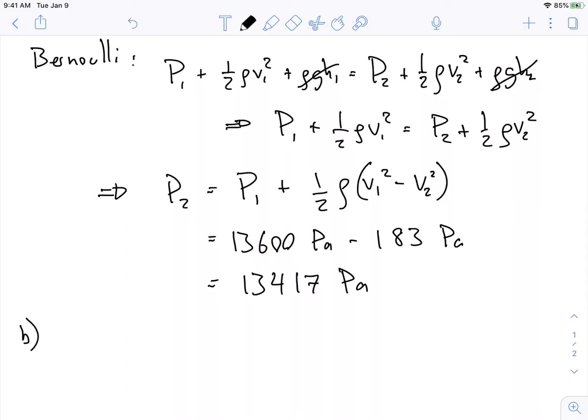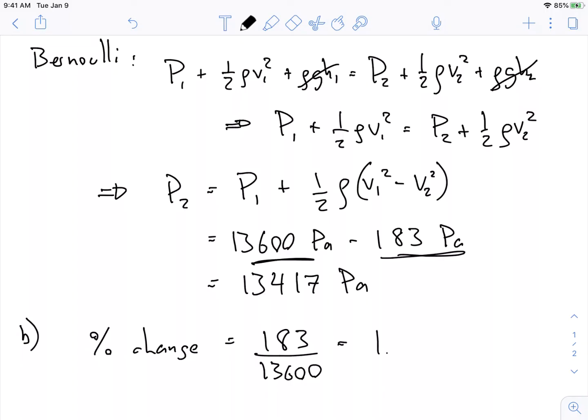For part B, just quickly, the percent change is equal to the amount it changed divided by the original, right? So it's 183 divided by 13,600. So around 1.3% change in pressure.